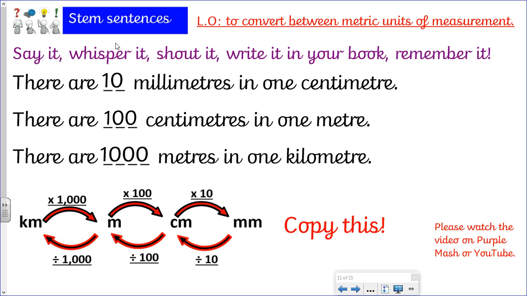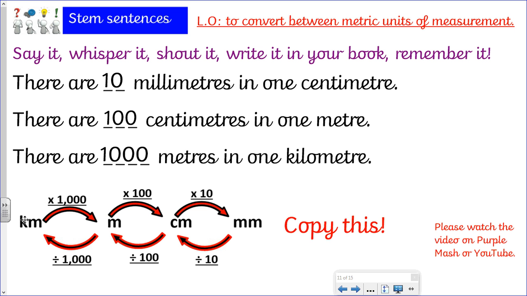Say it, whisper it, shout it, write it down somewhere, remember it. And I would try and copy this out to try and help you make sure you've got the arrows going the right way. So if we've got kilometers and we want to get to meters, we have to times by 1,000. If we've got meters to get to centimeters, we times by 100. Centimeters to millimeters, we times by 10. So 1 centimeter is 10 millimeters. And then you go the other way, dividing to get back that way.